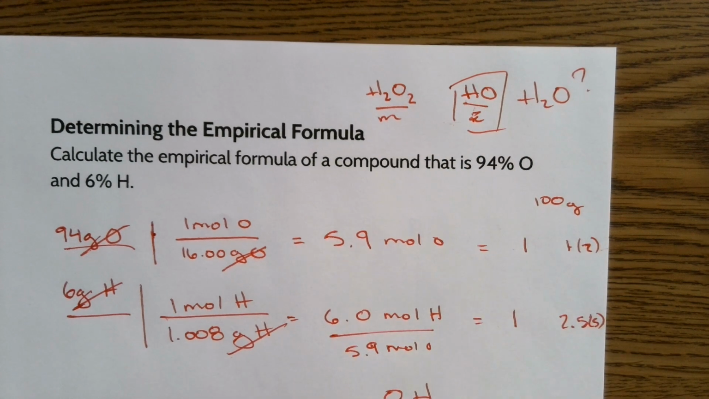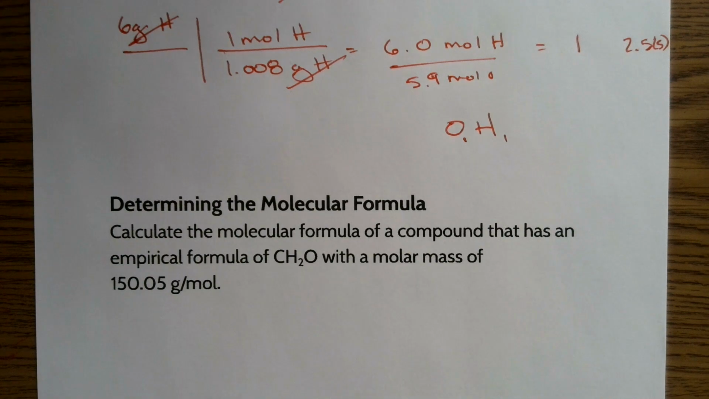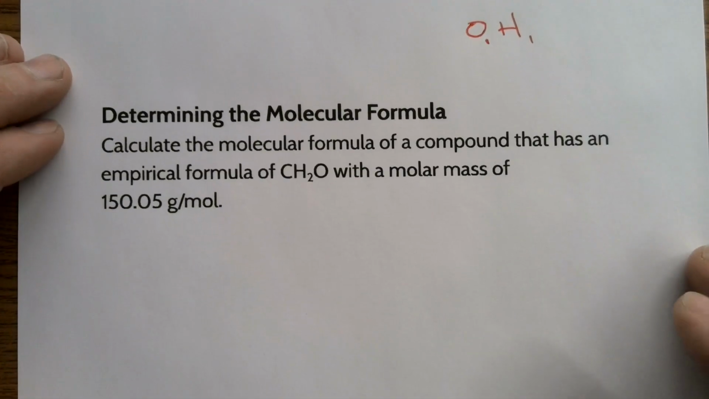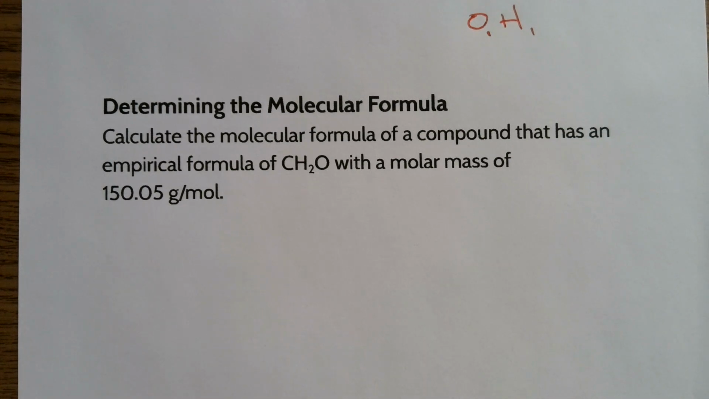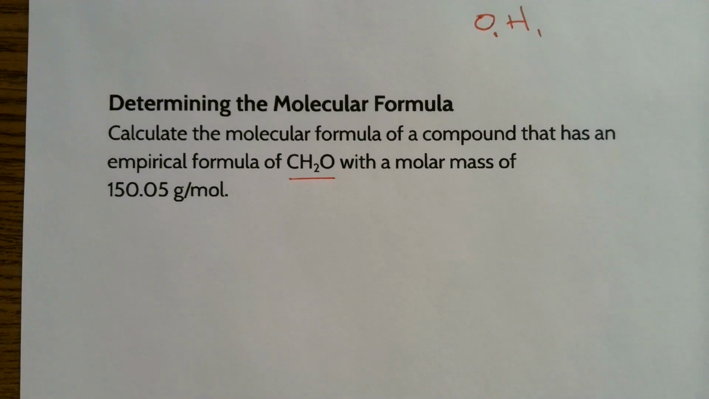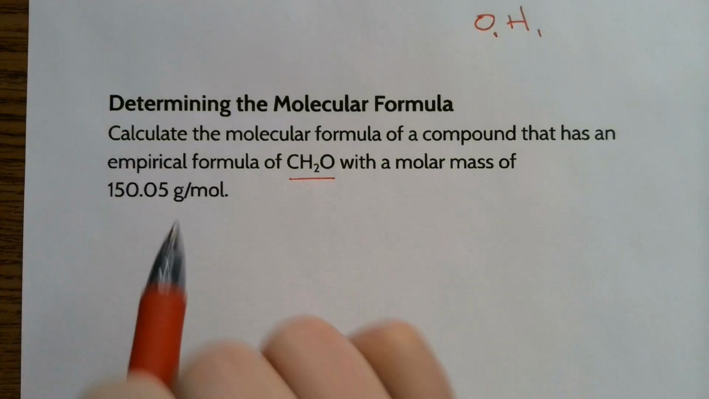Okay? And down below, we're going to calculate a problem for molecular formulas. And this is a lot simpler than calculating the empirical formula because all you've got to do is divide. Okay? So in this problem, the empirical formula is CH2O. That is our base unit. Okay? And we have to calculate the molar mass, and we're going to compare it to our actual given mass.